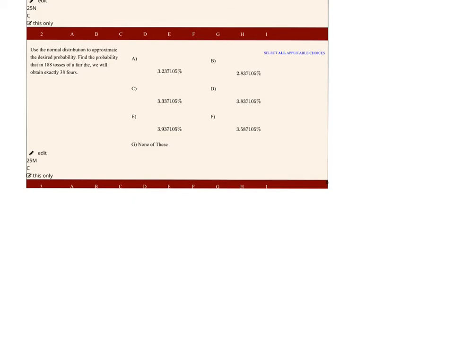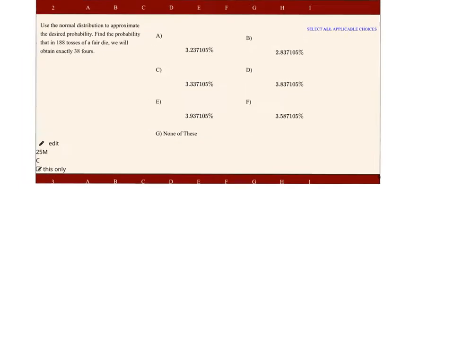All right, so let's do number 2. Use the normal distribution to approximate the desired probability. You got 188 tosses of a fair die. What is the probability of obtaining exactly 38 fours?